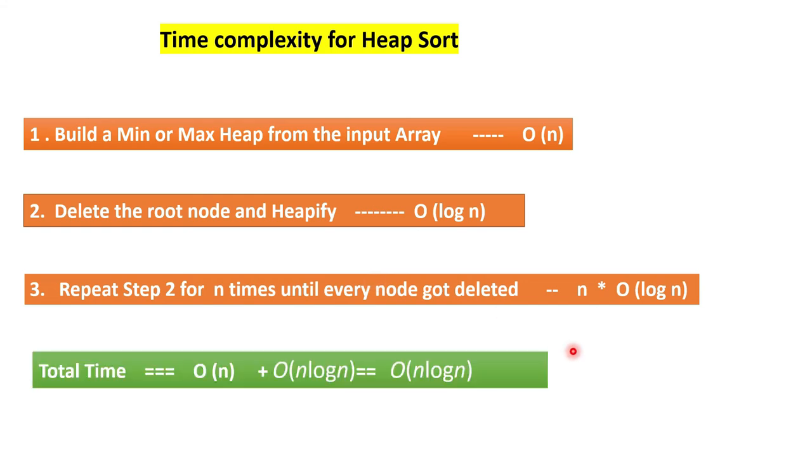Now the total time required for heap sort is O(n) plus n O(log n), and that will be simplified to O(n log n). So the time complexity, or the time required for running a heap sort, is O(n log n) time.